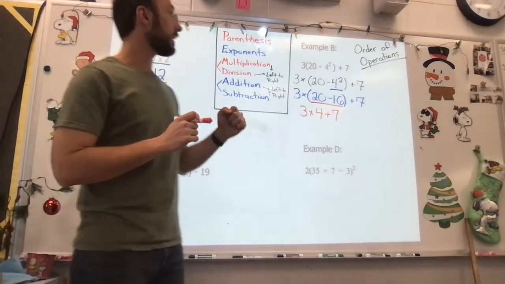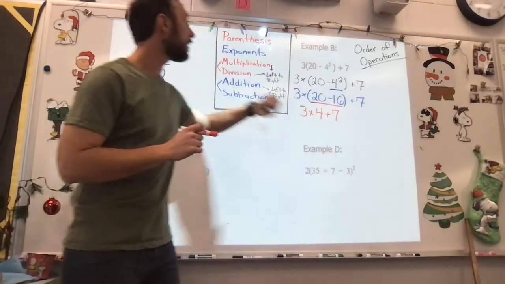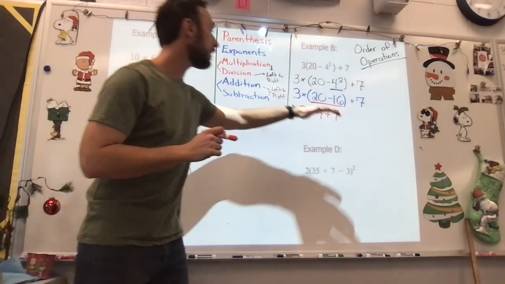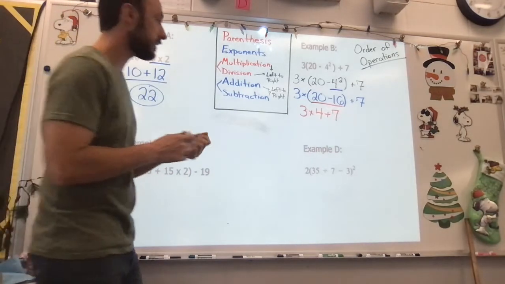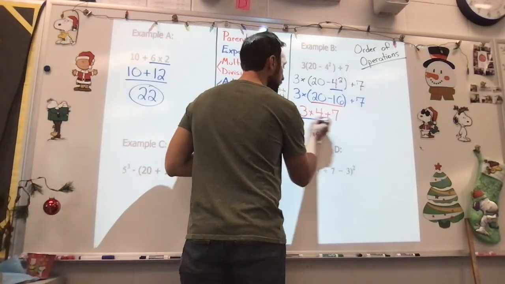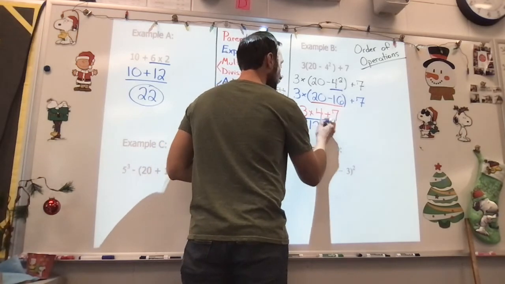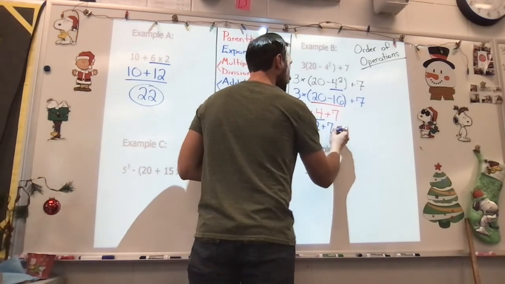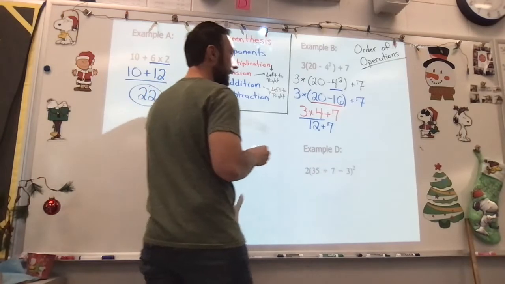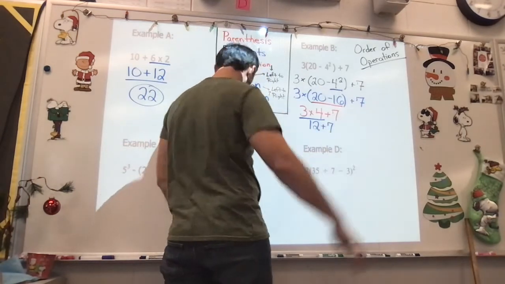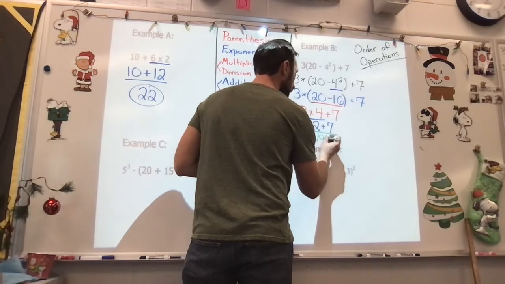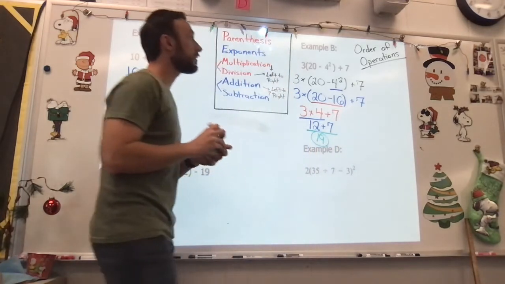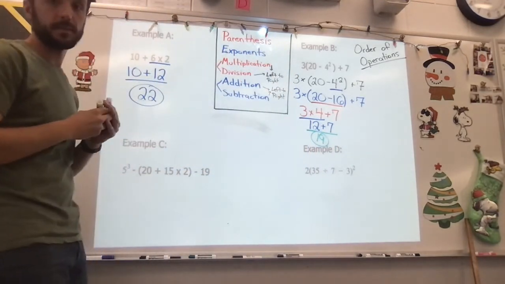Now I go back to my checklist. Any parentheses left? No. Do I have any exponents left? No. Do I have any multiplication or division left? Yes. So I'm going to do that next. I underline what I need to do. 3 times 4 is 12. Bring down what I haven't used yet. So I'm left with 12 plus 7 and 12. I didn't need that mark anyway. 12 plus 7 is 19. So the answer to the second problem is 19.